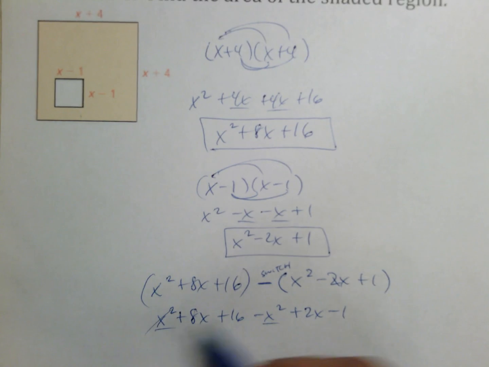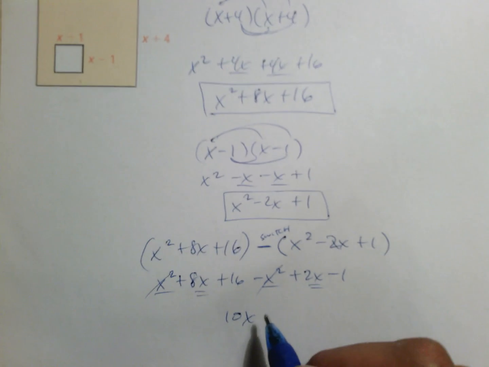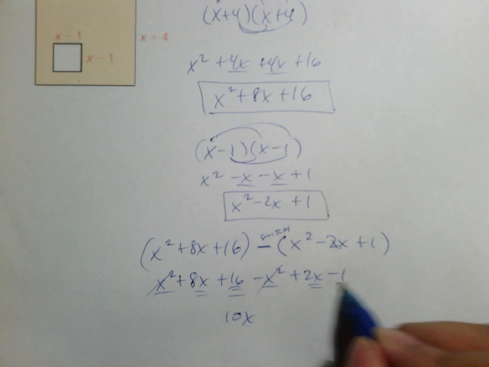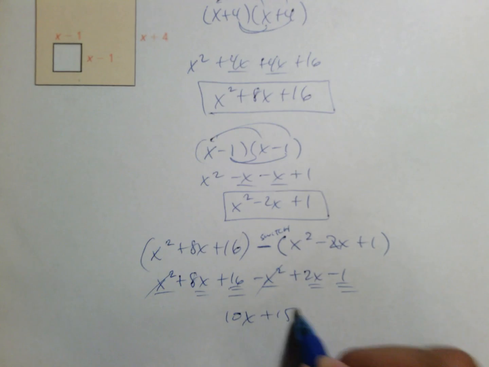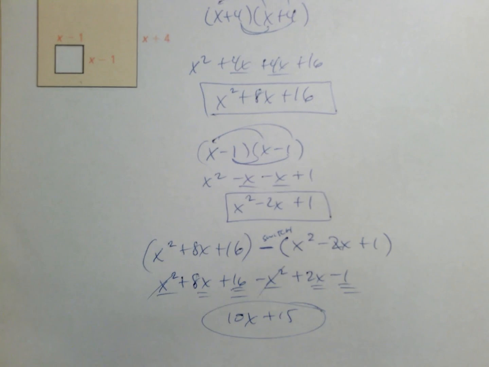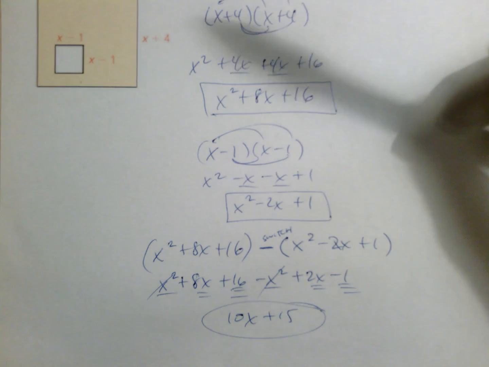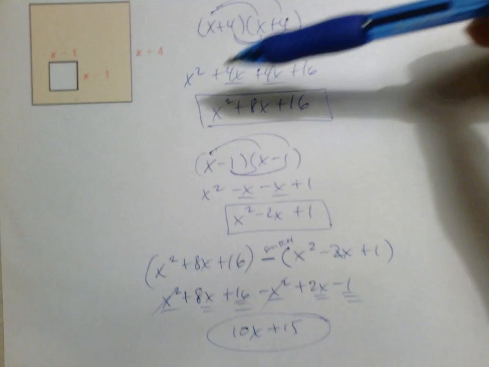X squared and negative x squared cancel. 8x and 2x make 10x. 16 and negative 1 make plus 15. And that is the final area of what we're looking for. So again, it's not a hard situation. You just have to make sure that you take your time on finding the pieces and plan it a little bit before you get in too deep.